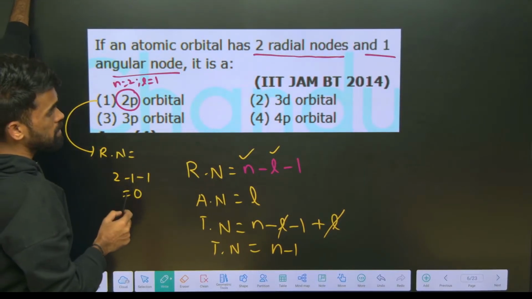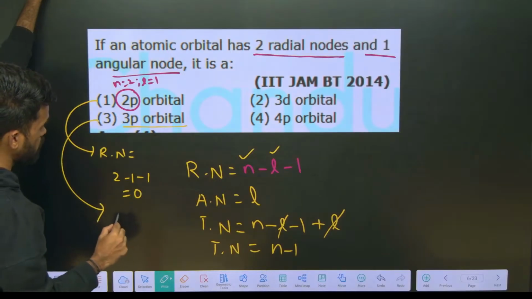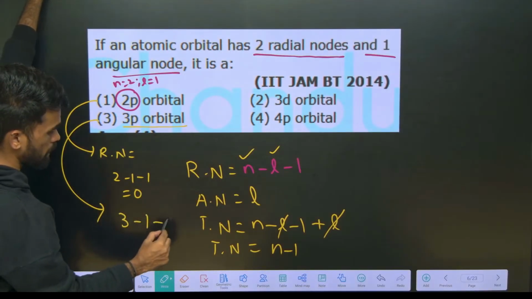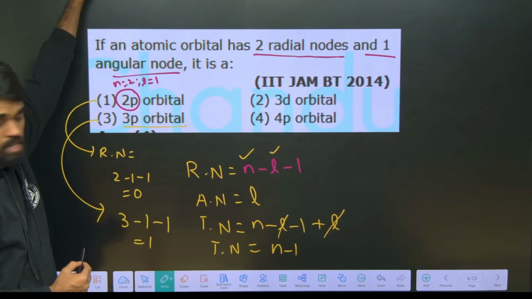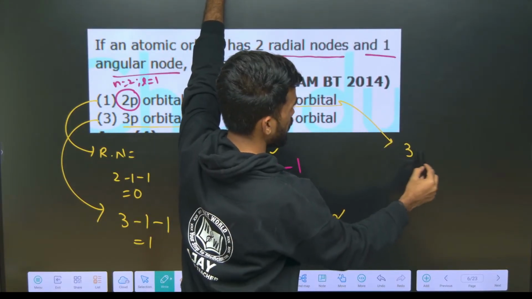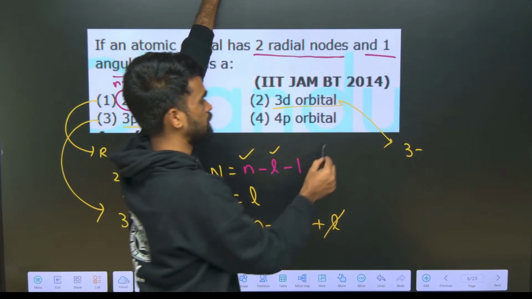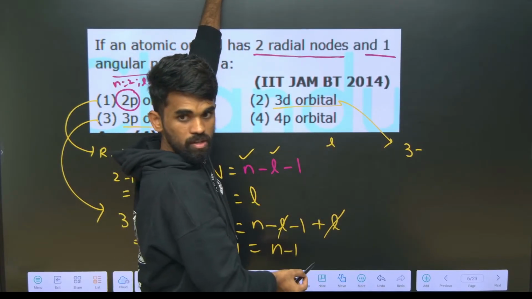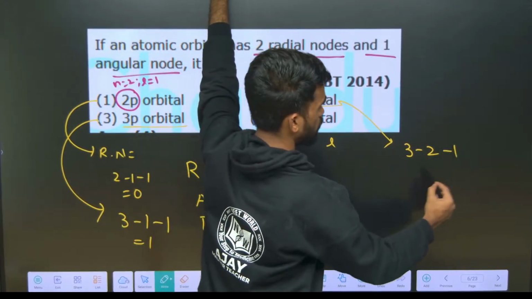So let us consider the next example. 3 minus 1 minus 1, how many? 1. They are saying 2. This is also incorrect. Go for the next one, 3D. n is 3. L for D is 2. 3 minus 2 minus 1 is 0.